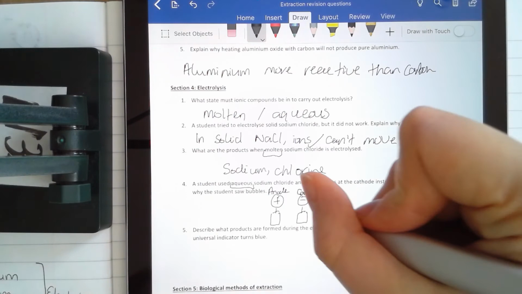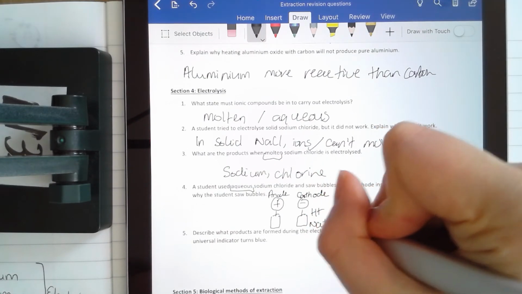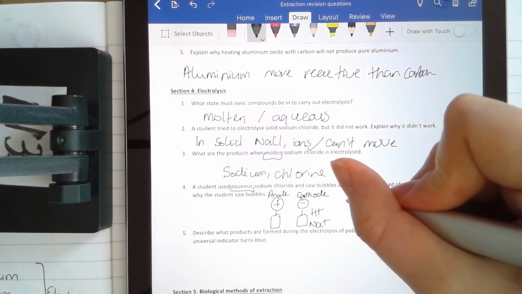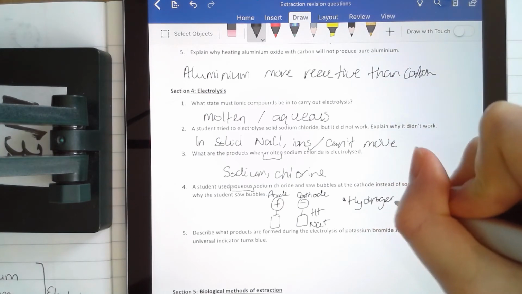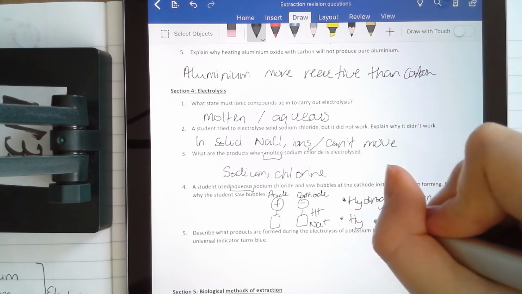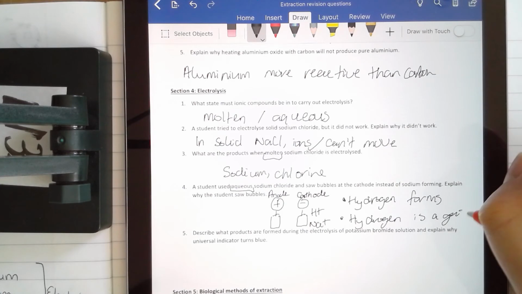To my negative electrode, the positive ions are going to go. So H plus and Na plus, they're both going to go to the cathode. The least reactive forms, so hydrogen is going to form. All you need to write is hydrogen forms. Hydrogen is a gas. That's why you're seeing bubbles.